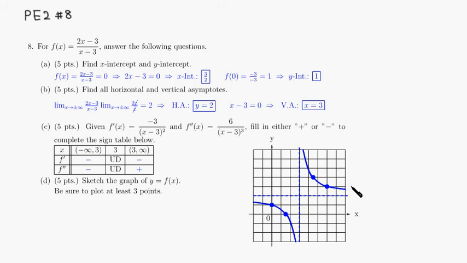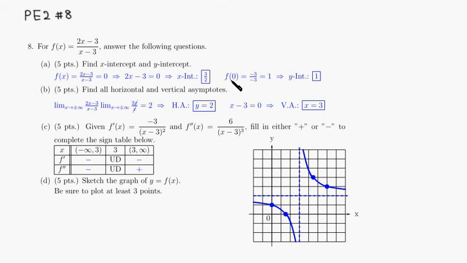Okay, let's go over practice exam 2, number 8. So first, part A, we want to find the x-intercept and y-intercept. To find the x-intercept, we set y equal to 0, which means we set the whole function equal to 0. Then, in order to make the fraction equal to 0, we just have to make sure that the numerator equals 0. Solve that: add 3 to both sides and divide through by 2. You get 3 halves as the x-intercept, right?